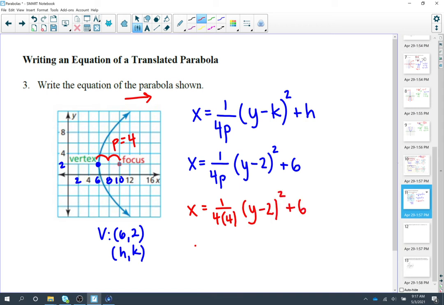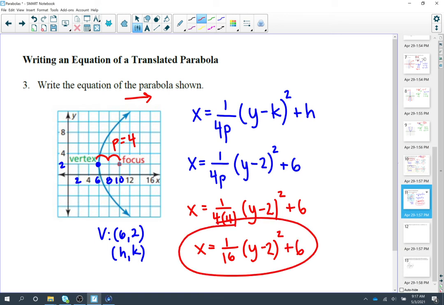Then we're going to clean it up. x equals 1 over 16, (y minus 2) squared, plus 6. And there you go.